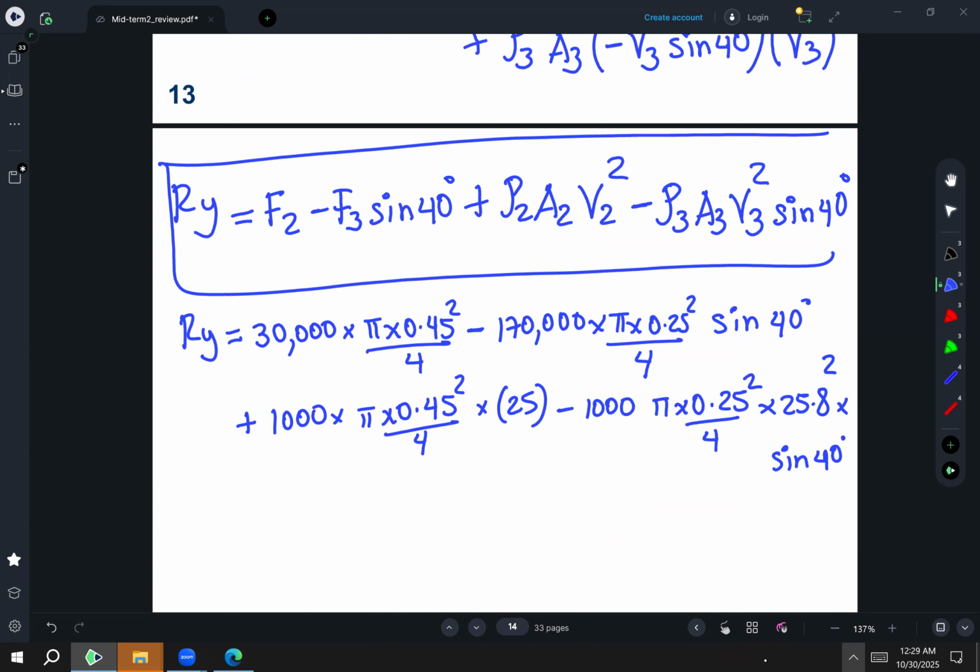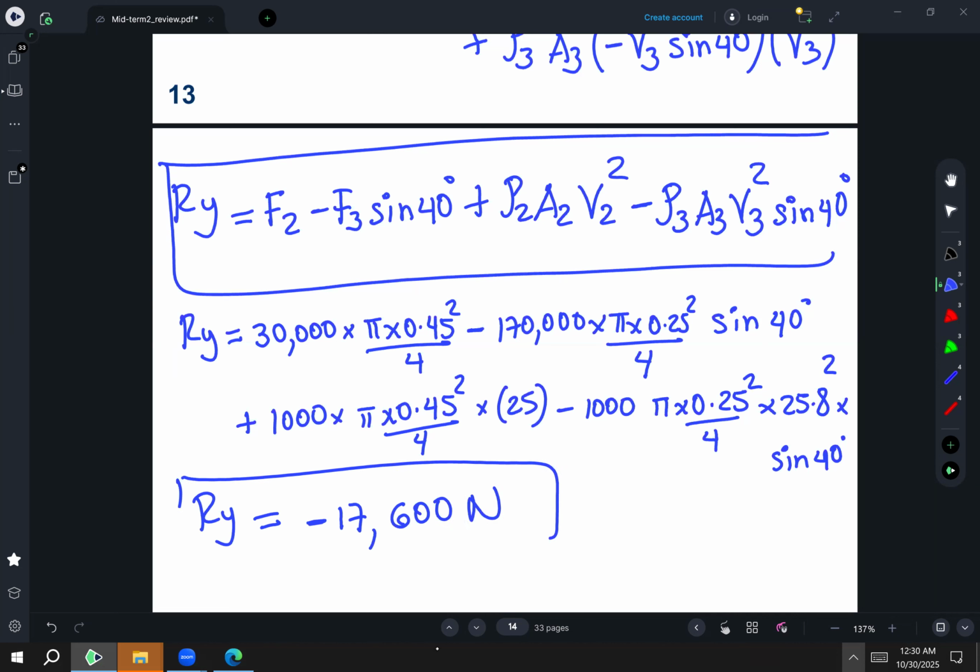So if we plug values here, the reaction in y will be equal to minus 17,600 newtons. Again, I have assumed the incorrect direction for Ry. But the magnitudes of the forces are correct. Only the directions I have assumed are incorrect. So I simply have to flip the directions that I have assumed, right? And that will be the reactions in X and Y. That will be the answer.